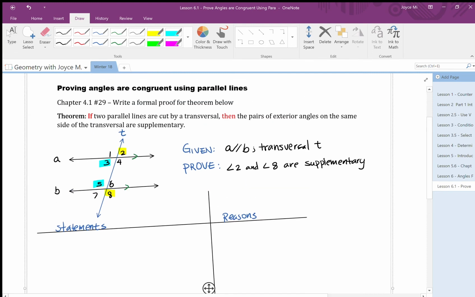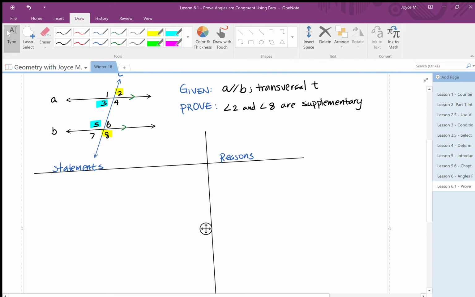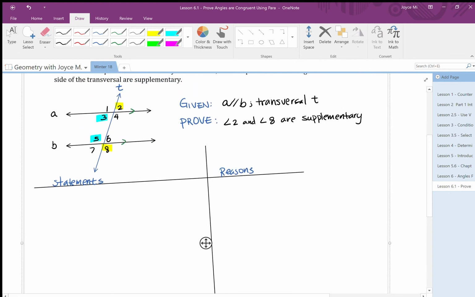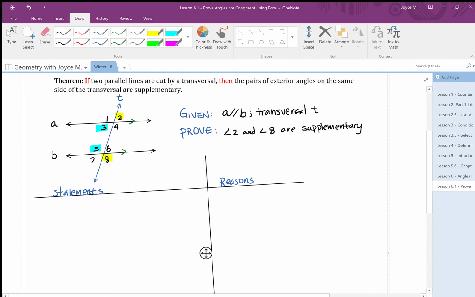So now I have my statement, have my reason, and let's write my step one. Again, let's remember that to prove this, we want to use same side interior angles congruent to show that same side exterior angles are congruent. So let's do step one. I'm going to write a given. Okay, so I say, given that A is parallel to B and T is a transversal. T, and that is given to me.